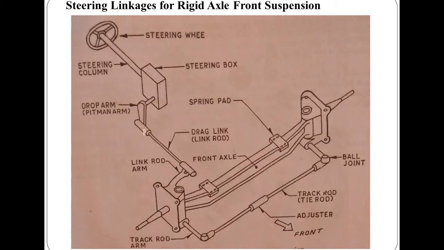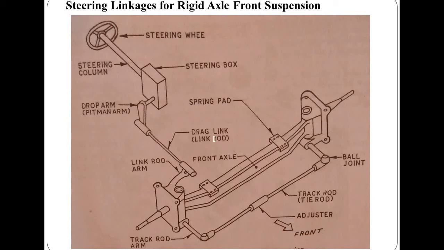Then the pitman arm is connected with the drag link, and the drag link is connected with the link rod arm. You see there is a front axle over which the wheels are mounted, and along with the front axle, this is the track rod that is parallel in axis to the front axle in this picture. This is the front side here.